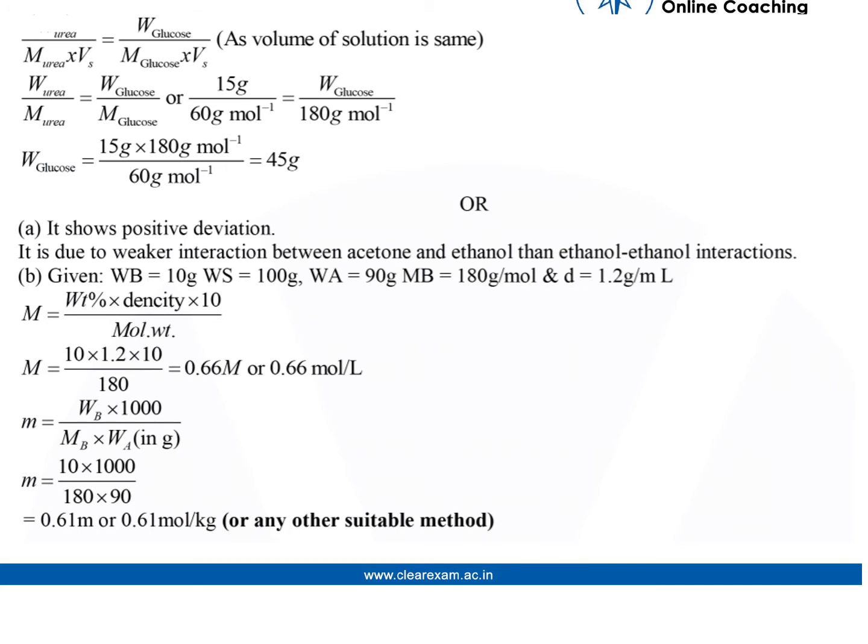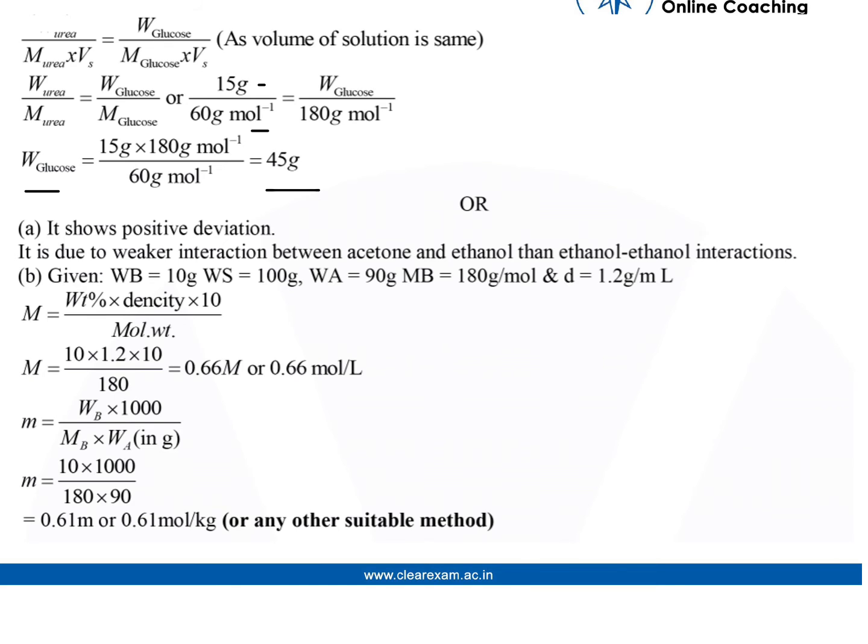Now here we have the formula for it. We have to calculate the weight of glucose. We have given weight of urea, mass of urea and mass of glucose. So we will put the values. First of all, weight of urea is 15 gram and mass of urea is 60 gram mole inverse, and by cross multiplying we will calculate the weight of glucose, that is equal to 15 gram into 180 gram mole inverse by 60 gram mole inverse. So here we get the value 45 gram. The weight of glucose is equal to 45 gram.